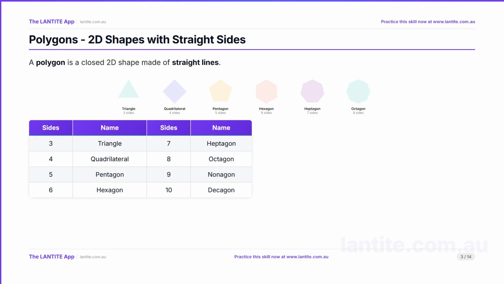A polygon is a closed 2D shape made entirely of straight lines. Polygons are named by the number of sides they have. 3 sides is a triangle, 4 is a quadrilateral, 5 is a pentagon, 6 is a hexagon, 7 is a heptagon, 8 is an octagon, 9 is a nonagon, and 10 is a decagon. Circles are not polygons because they have curved sides. On the LANTITE, you need to recognize these names and match them to their shapes.